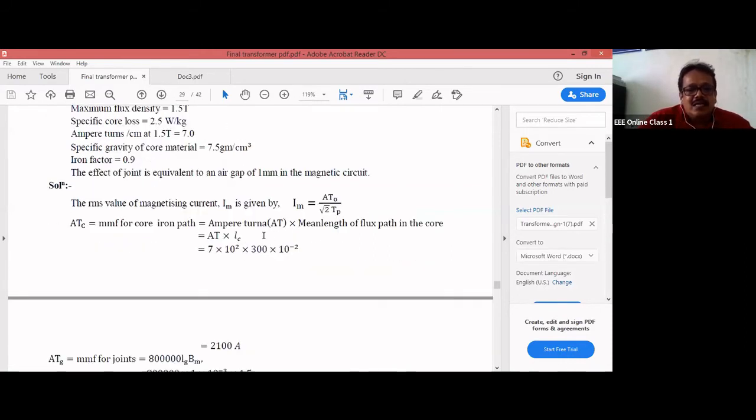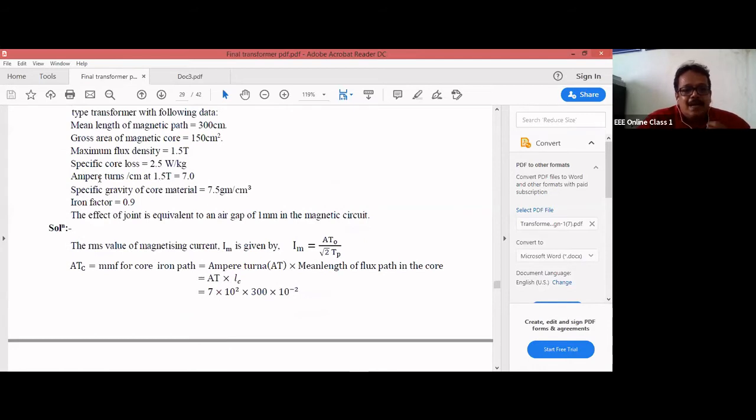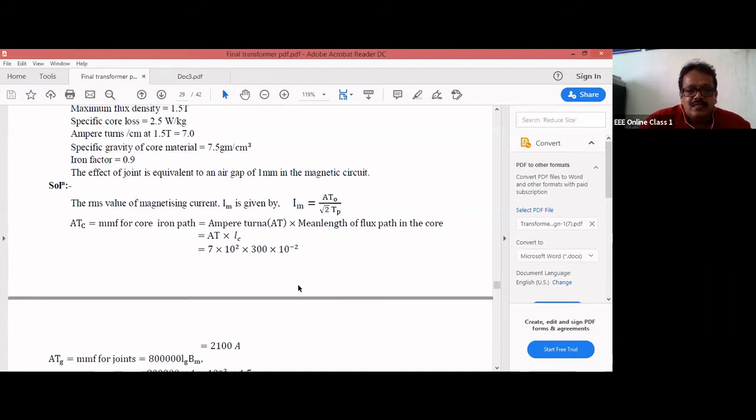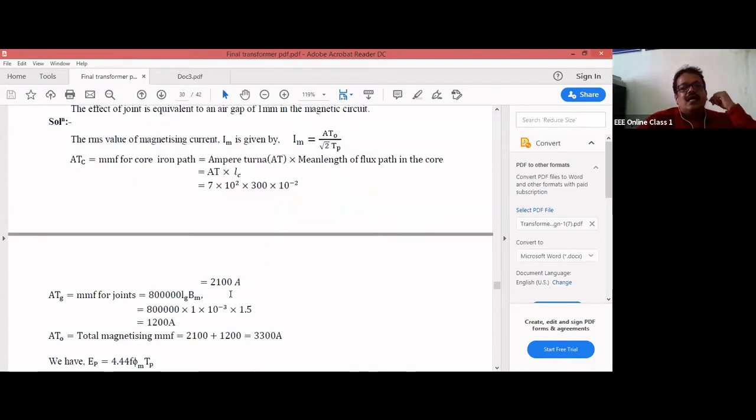So convert into meter. Here it is ampere turns per centimeter, and centimeter means 10 power minus 2 when converted into meter, so you take it to the numerator. So 7 into 10 power 2 into 300 into 10 power minus 2. So this gets cancelled, and what we get for the MMF for the core iron path is 2100 amperes.